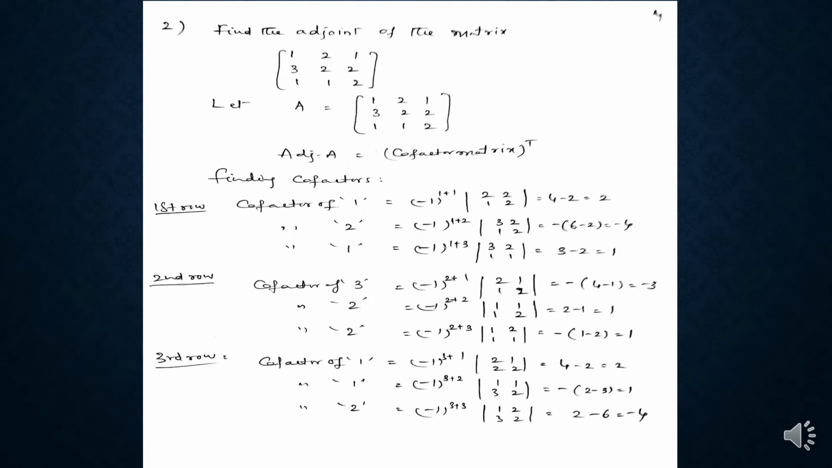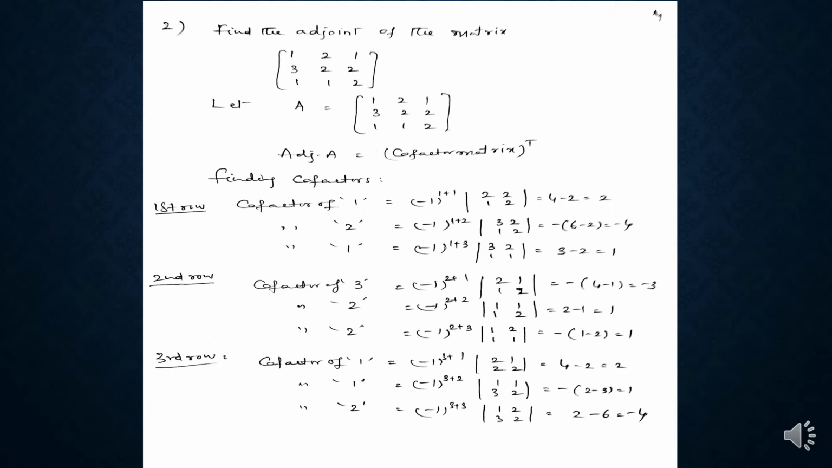Now the second row elements. So what are the second row elements? 3. Cofactor of 3 is equal to minus 1 whole to the power of 2 plus 1, then [2 1; 1 2], that is 2 into 2, 4 minus 1. So that is minus of 4 minus 1, that is equal to minus 3. Next, cofactor of 2, here plus into.